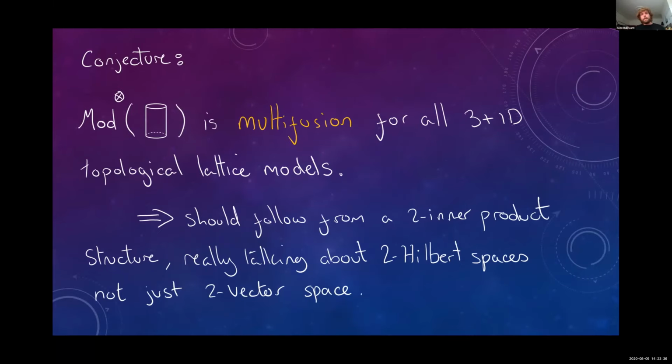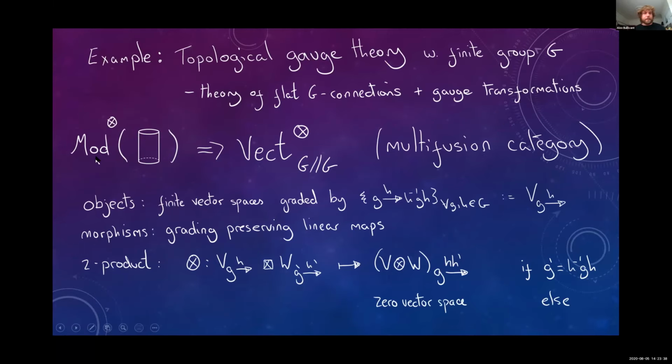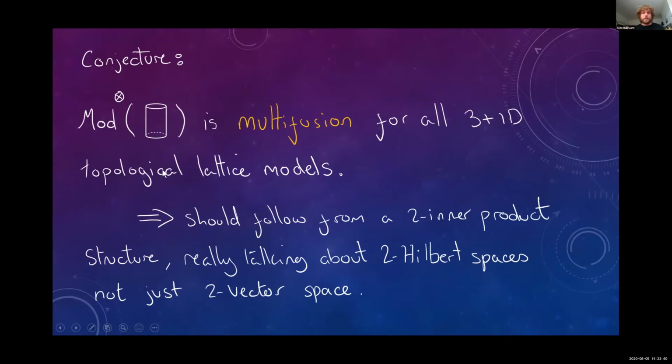Okay, so in the previous slide, I said that associated to the cylinder in finite gauge theory, the category was multi-fusion. So I'll be honest, I haven't quite proved yet that this construction canonically always gives you a multi-fusion category.